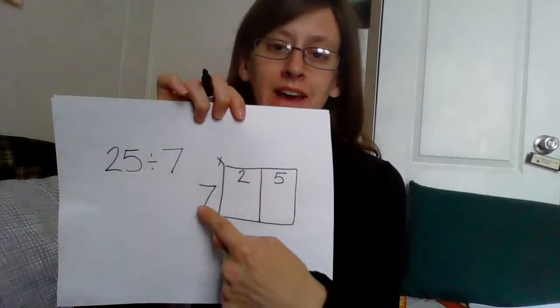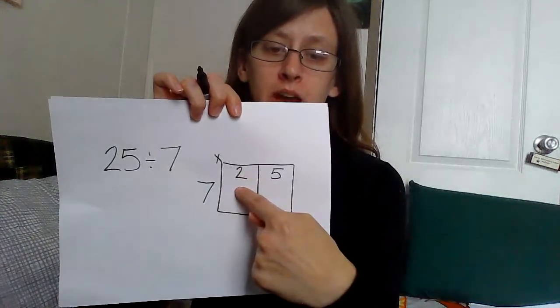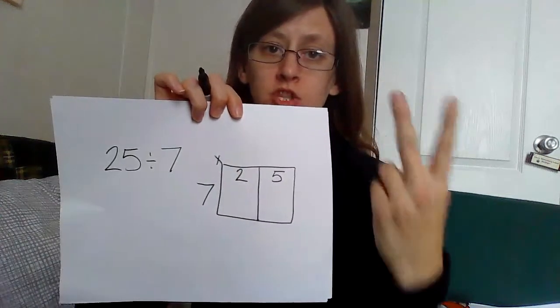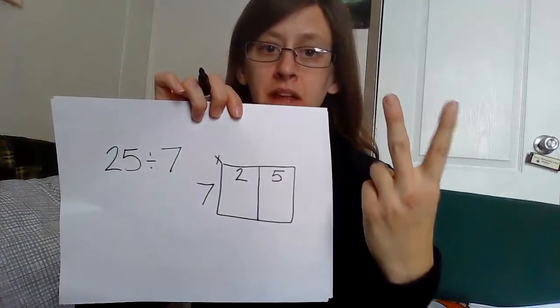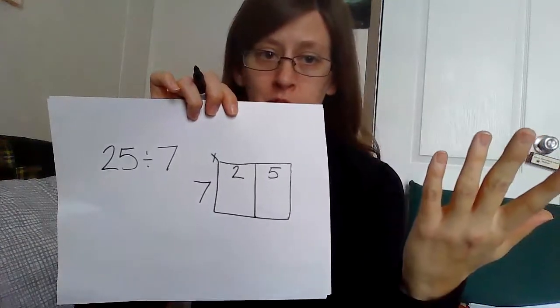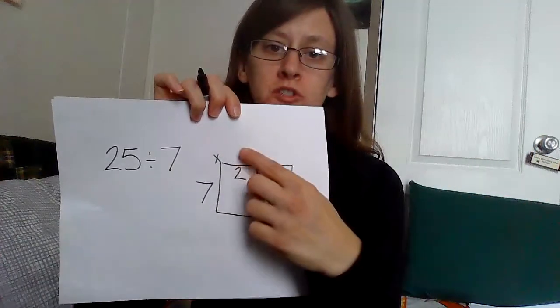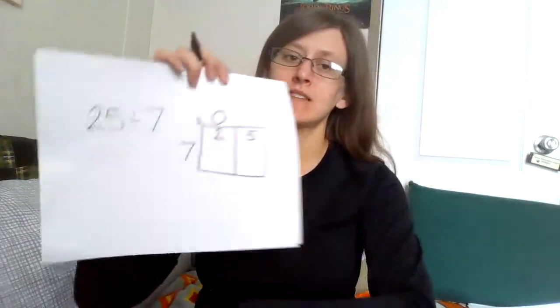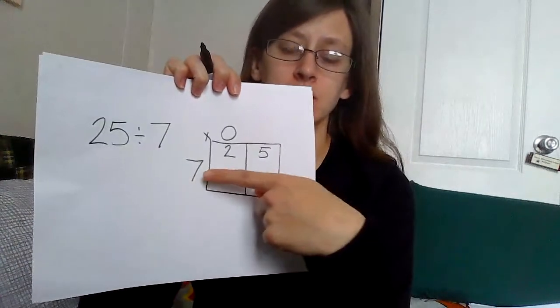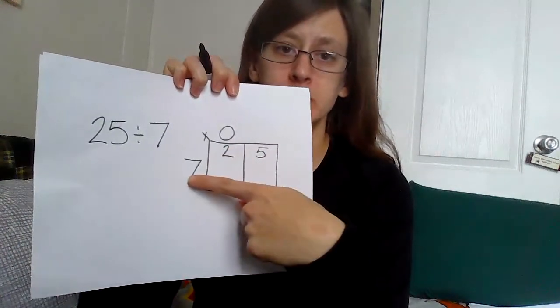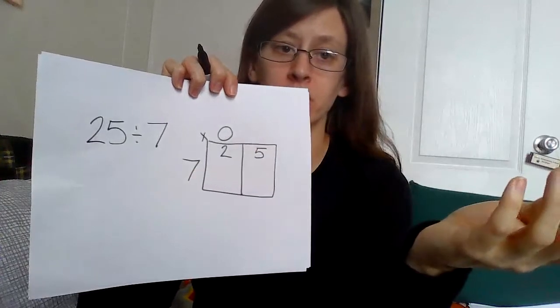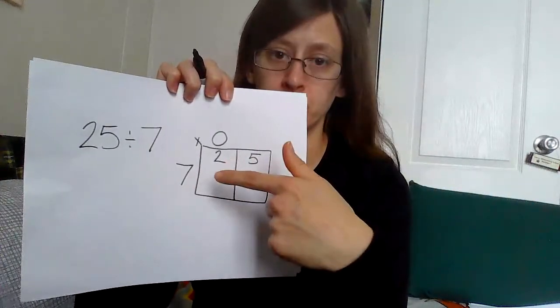So you're going to see how many groups of 7 can you make out of 2. If you only have 2 total, how many groups of 7 can you make? I can't make any groups of 7 out of 2. So what's your number that needs to go up here? 0. I have my 0 at the top. That's Dad divide. I could not make a group of 7 out of 2.